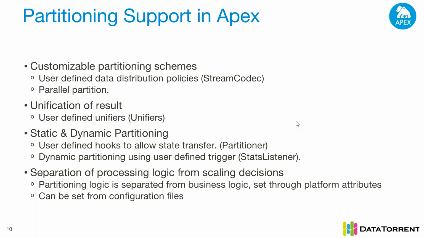At the same time, you also need to implement the stats listener. The stats listener defines when you want to trigger the partitioning. It allows you to listen for different statistics in the system, operator statistics such as the current throughput of the operator and the current latency provided by the operator. Based on these statistics, you can make a decision whether you want to scale up and increase the number of partitions, or whether you want to reduce the number of partitions.